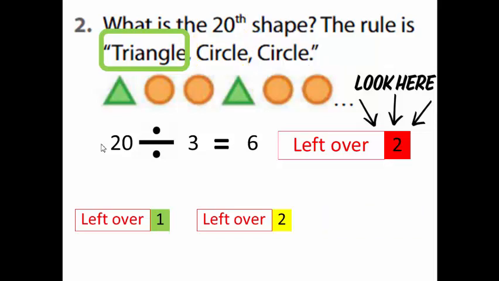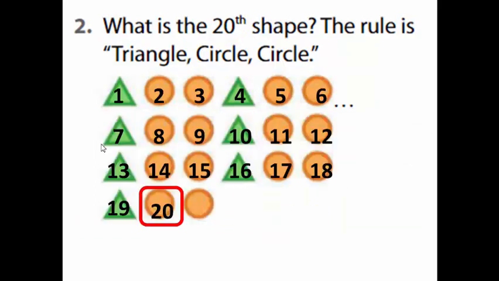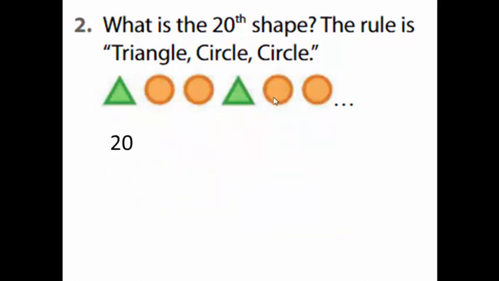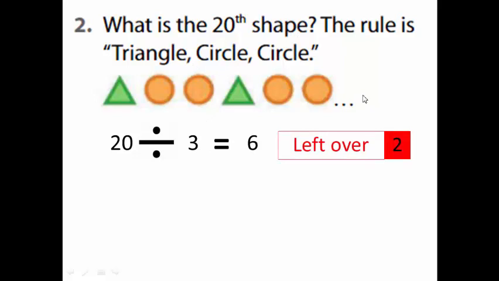We have 2 methods and you can follow any of them. You can repeat and count to find which shape will be number 20, or you can use this way. You can divide the number that you want by the number of items in the rule. I have 3 right here, triangle, circle, circle. They are 3, and try to find the leftover.